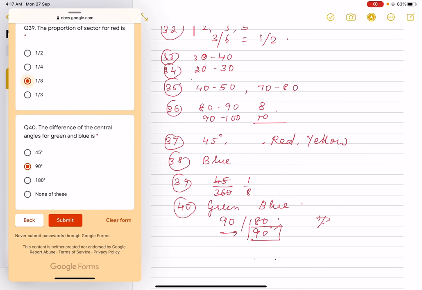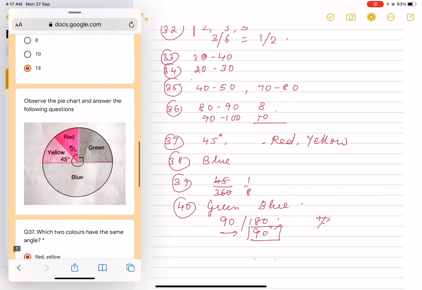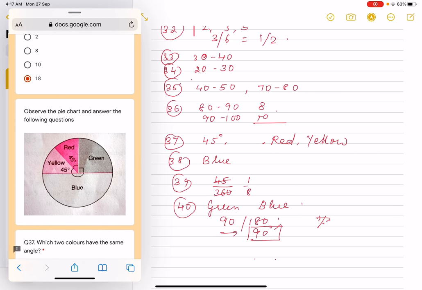So we are going to submit it. We have done all questions. So just check how many answers are correct.